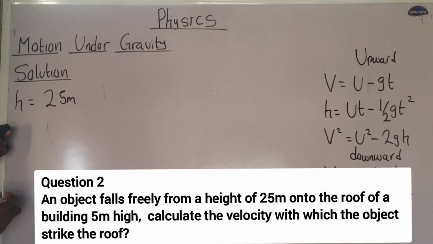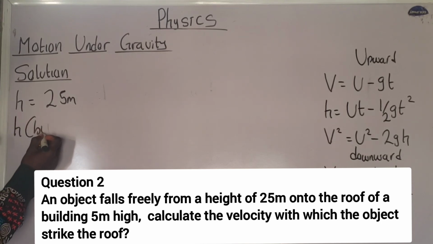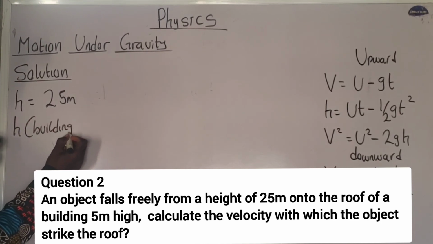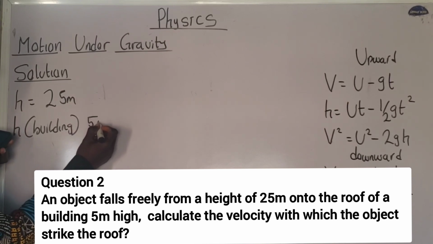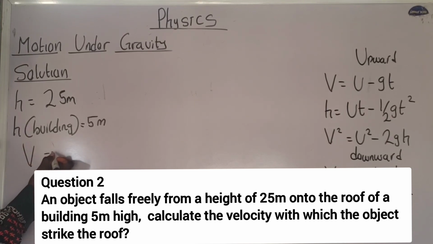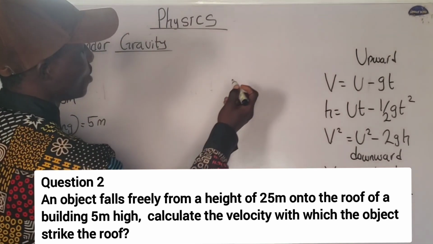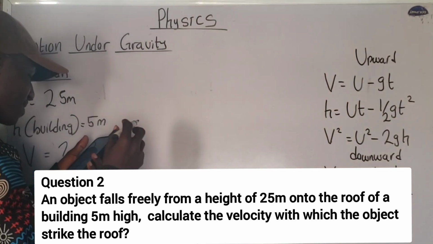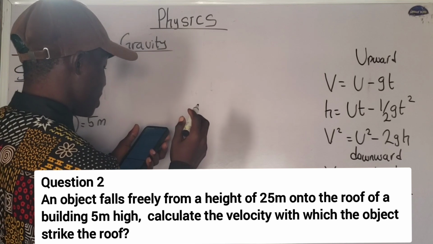Do you understand? Onto the roof of a building 5 meters high. The height of the building, let me call it like that, is 5 meters. Calculate the velocity with which the object strikes the roof. The velocity. Let us try drawing a diagram. An object falls freely from a height.